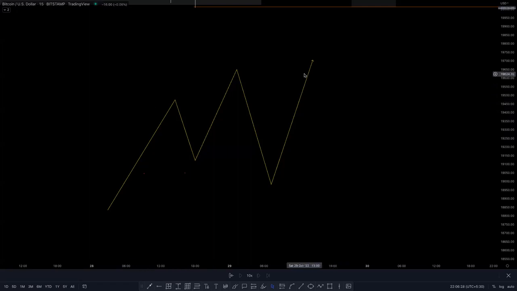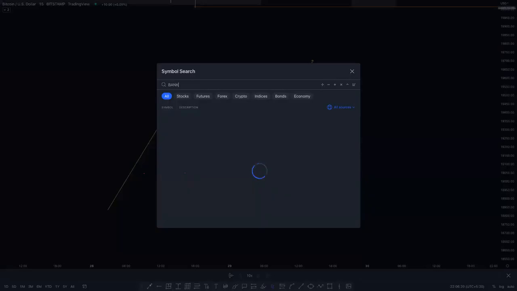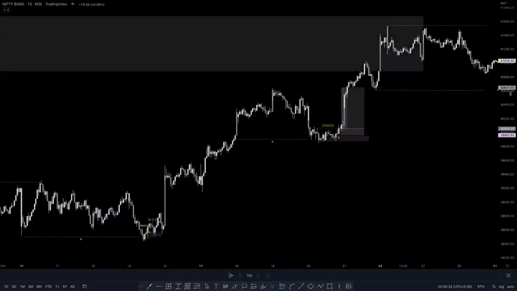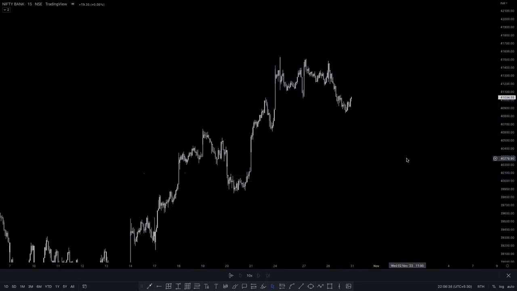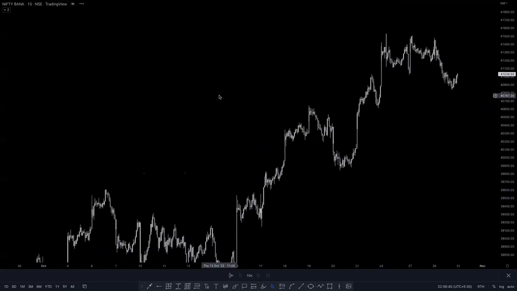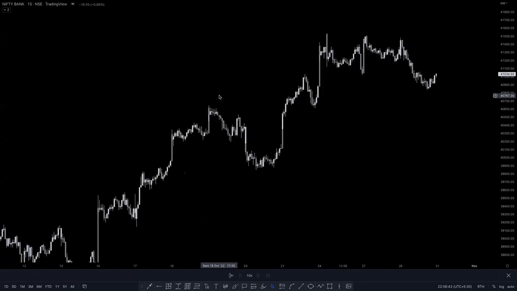Bank Nifty. Okay. Bank Nifty, and I have done it in the Hindi webinar also, but let me show you exactly.